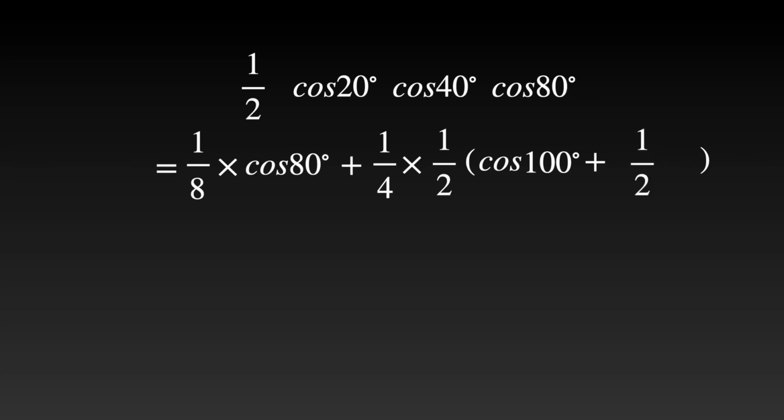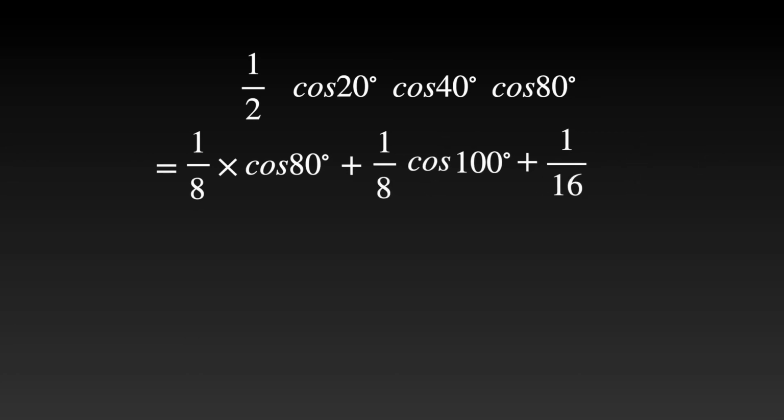Substitute 1/2 for cosine of 60 degrees, and the expression can be simplified as 1 over 8 times cosine of 80 degrees plus 1 over 8 times cosine of 100 degrees plus 1 over 16. And again, we are close to the answer, but there are still two cosines in the expression. Notice that cosine of 80 degrees equals minus cosine of 100 degrees because cosine of alpha equals minus cosine of pi minus alpha, so the first two items will be vanished together. The final result equals 1 over 16, and that's the right answer.